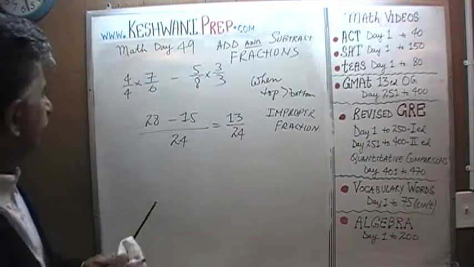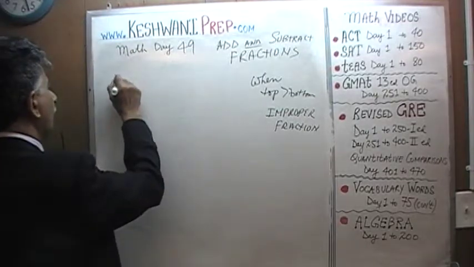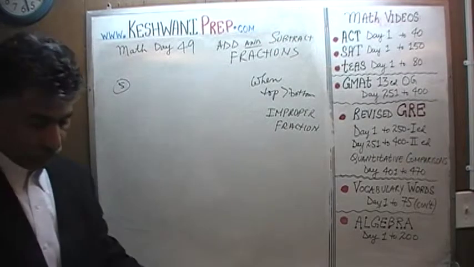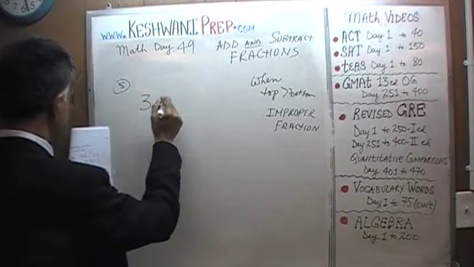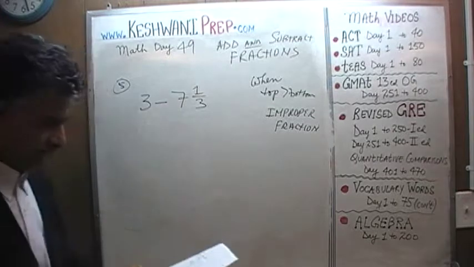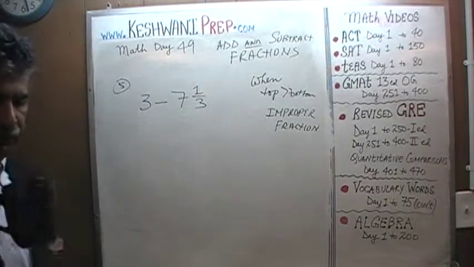Let's do one more. Number 5. You should be doing this on your own. Let's do number 5 yourself. Pause the video and do it yourself. Here we go: 3 minus 7 and 1 third. Do it yourself, I insist. Pause the video and do it yourself.